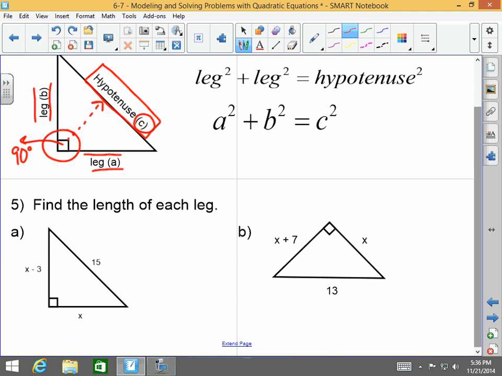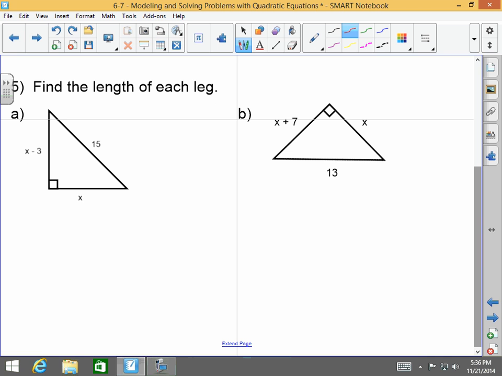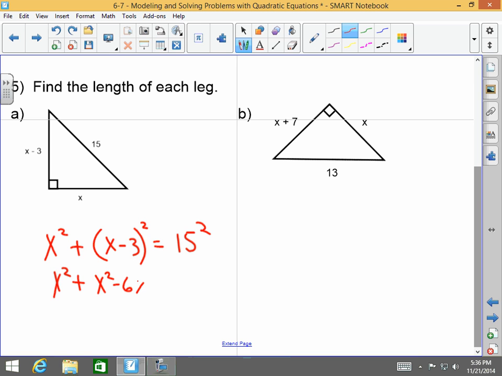How can we use this? Very easily. Let's say I want to find the length of each side here. Well, I know the hypotenuse is 15, but I don't know the height or the base. I don't know the other legs. So let's use the Pythagorean theorem. A squared plus B squared, B is x minus 3, B squared equals C squared, which is the hypotenuse squared. So I have x squared plus x squared minus 6x plus 9.